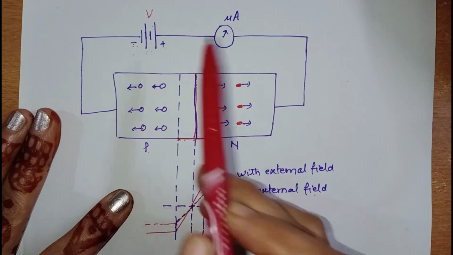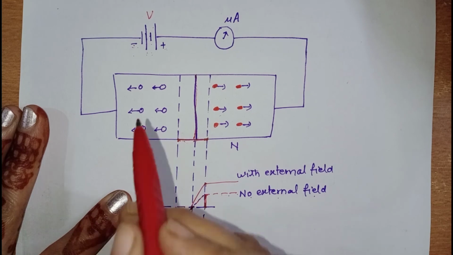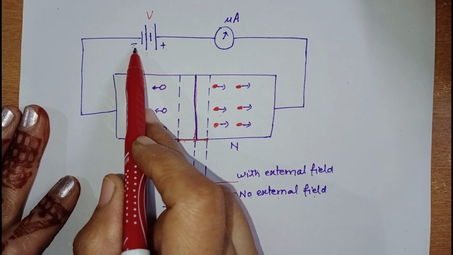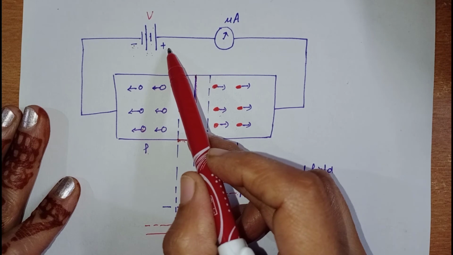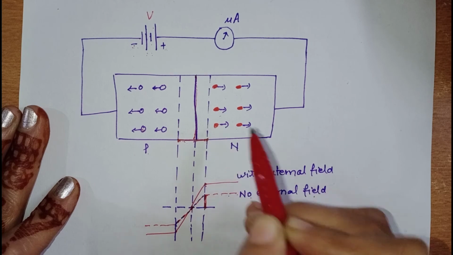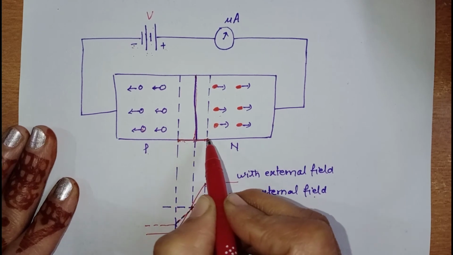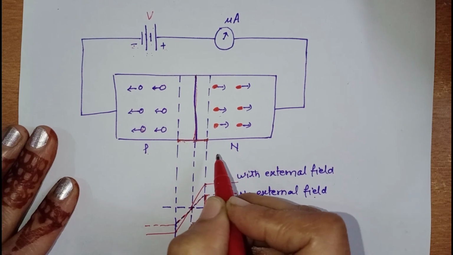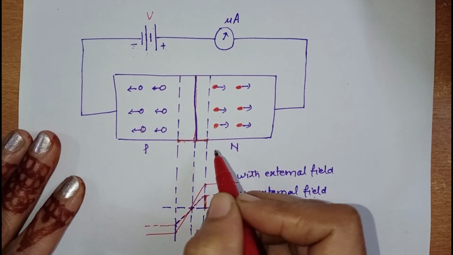When we apply reverse bias to a PN junction, electrons and holes move away from the junction. As holes have positive charges, they move towards the negative terminal of the battery, and electrons have negative charges, so they move towards the positive terminal of the battery, and so they move away from the junction. Because they are moving away from the junction, no electron and hole recombination takes place. Due to no hole and electron recombination, no current flows in this case. So in case of reverse bias, no current flows in the circuit.